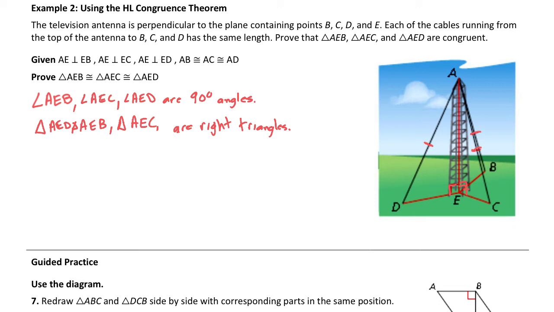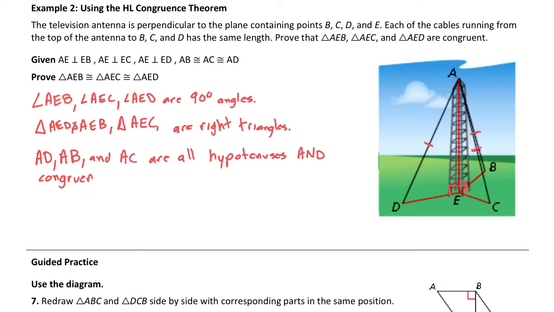So what we've got to do is define the hypotenuse of each triangle. So AD, AB, and AC are all hypotenuses and congruent to each other. Okay? So that gives us the hypotenuse part of hypotenuse leg. Hypotenuse is equal to hypotenuse is equal to hypotenuse.